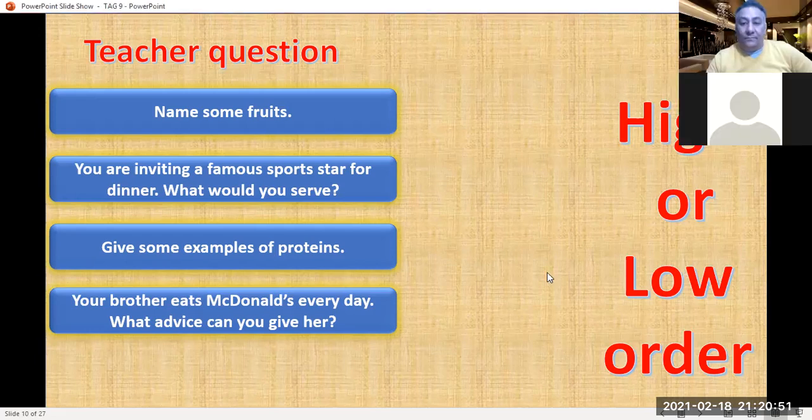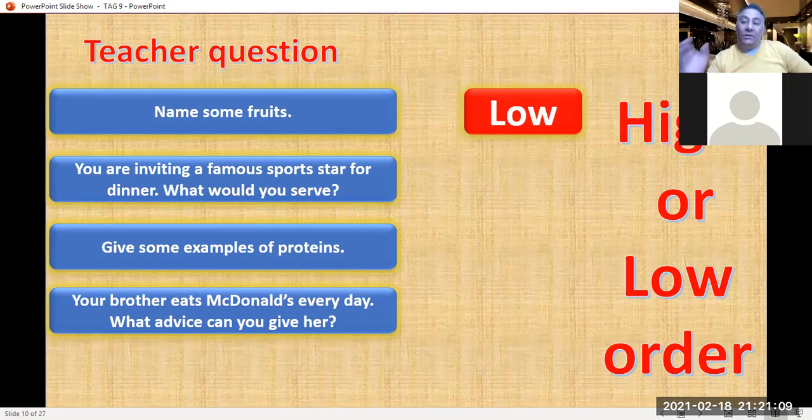You are inviting a famous sports star for dinner. What would you serve? When you ask the student what would you serve if you invite a famous sports star for dinner, the student will think and has a challenge here to think about what he would serve for the famous sports star. Is this high or low order?